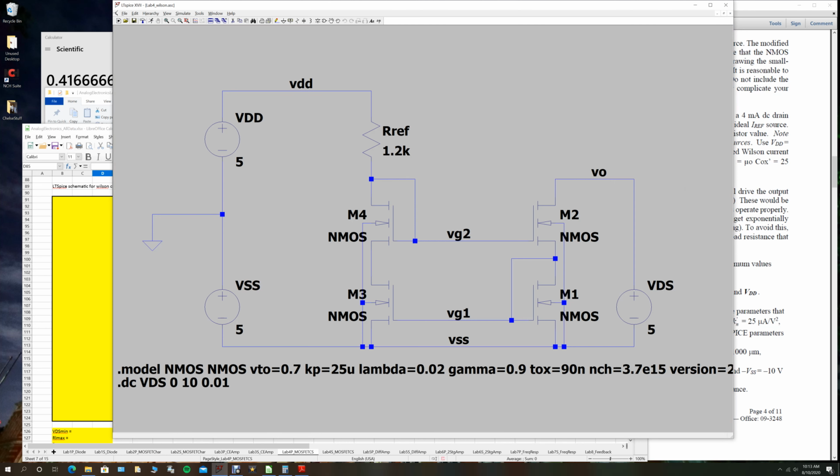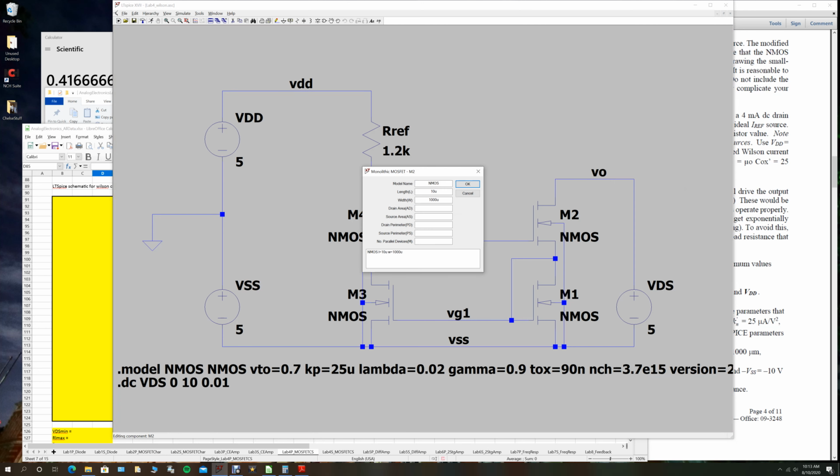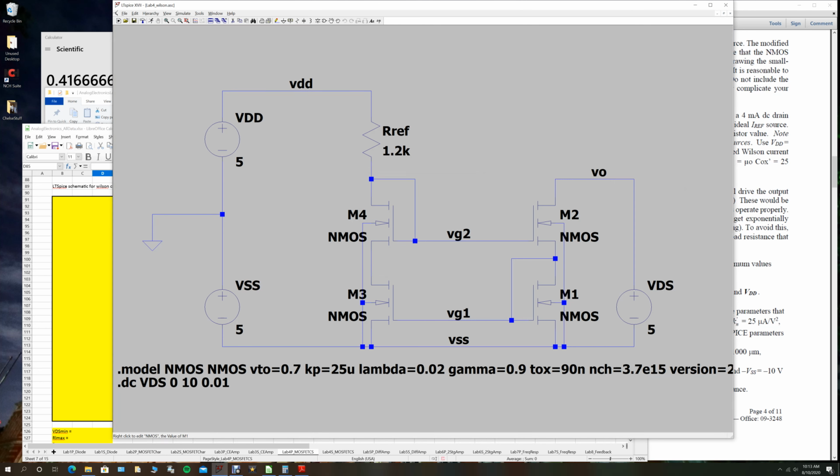The model parameters are all the same. Just make sure W and L are 10 and 10 for all the devices. And we're going to do the same sweep at the output and make the same measurements. But we expect the Wilson to be much flatter. The output current should not change significantly at all as we change this output voltage. And that's because it should have a higher output resistance based on the theory.